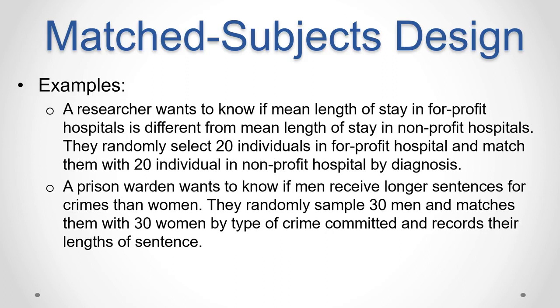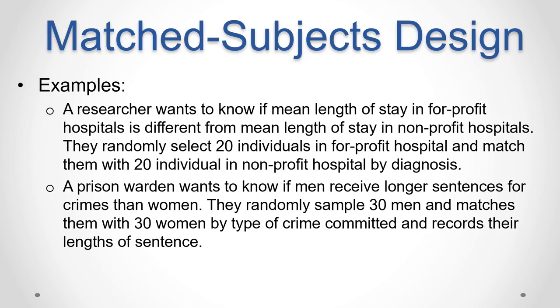Here are more examples of matched subjects designs. 1. A researcher wants to know if mean length of stay in for-profit hospitals is different from mean length of stay in non-profit hospitals. They randomly select 20 individuals in for-profit hospital and match them with 20 individuals in a nonprofit hospital by diagnosis. 2. A prison warden wants to know if men receive longer sentences for crimes than women. They randomly sample 30 men and match them with 30 women by type of crime committed and record their lengths of sentence.